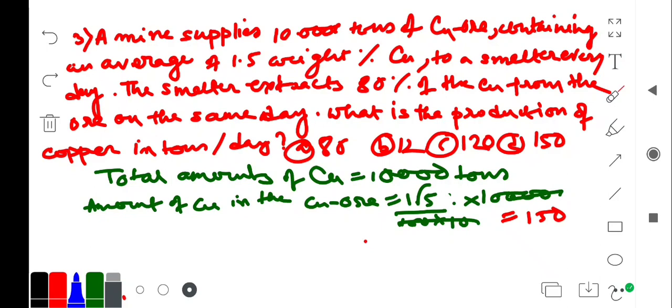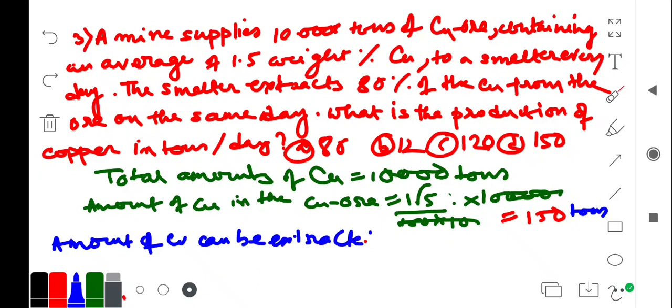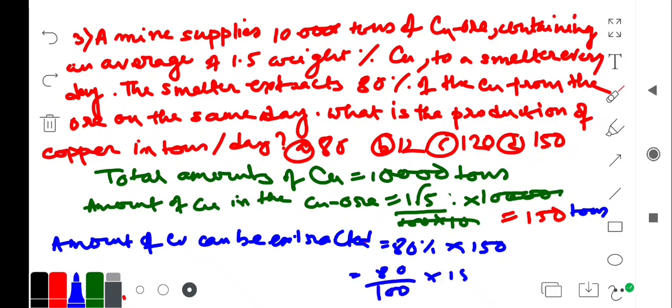Okay, now the amount of copper that can be extracted is equal to 80% of the amount, that is 150. So 80 by 100 into 150, that is cut, 120 tons. So the option is C, 120 tons.